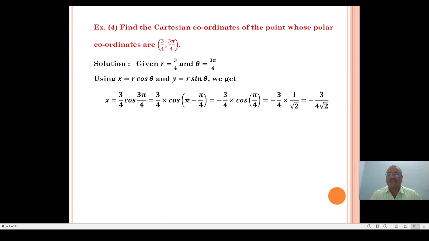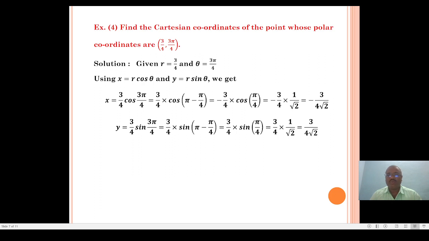So we get minus 3 by 4 into 1 by root 2 equals minus 3 upon 4 root 2. For y equals 3 by 4 sine 3 pi by 4, in the same way we substitute angle 3 pi by 4 as pi minus pi by 4. So we get 3 by 4 into sine (pi minus pi by 4) equals 3 by 4 into sine pi by 4.